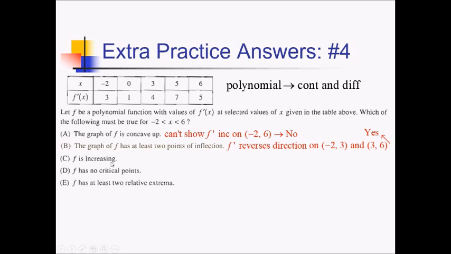C is f is increasing. Well, that implies that all of the f primes in this function are going to be positive. And if you look in the table, every f prime given in the table is positive. However, like we said before, we don't know what's happening in between our table values. For all we know, our function might dip down below the x-axis somewhere in between -2 and 0 to negative f primes, and then we would have decreasing f values. So we don't know that f prime is positive between our shown values, so this is a no.